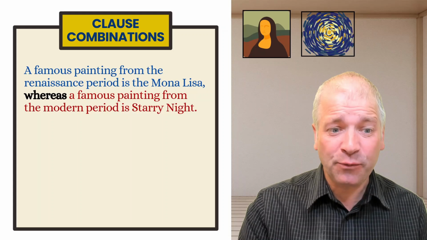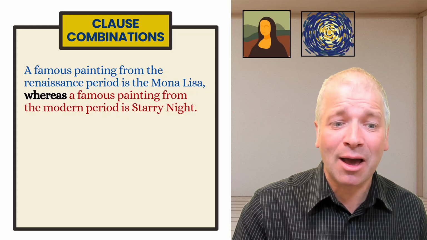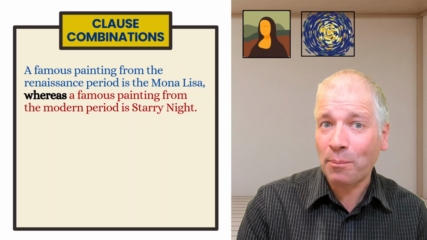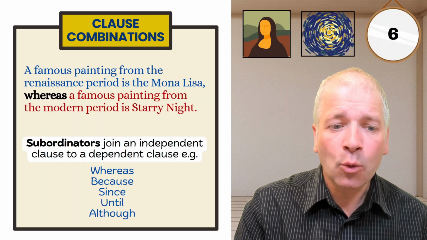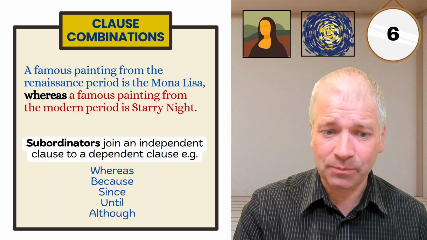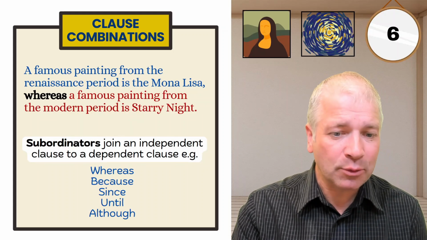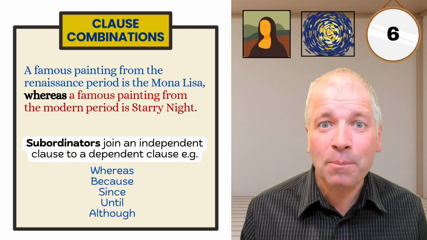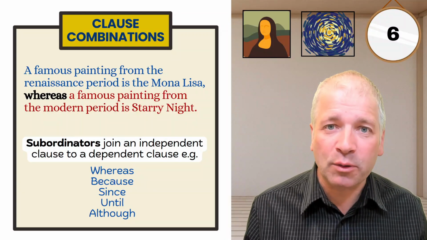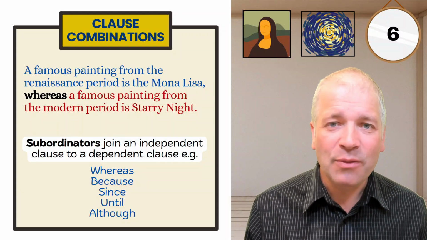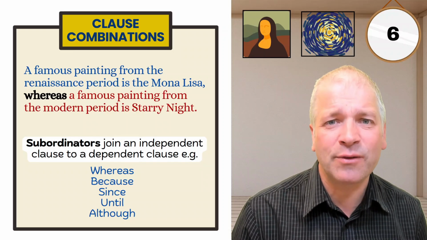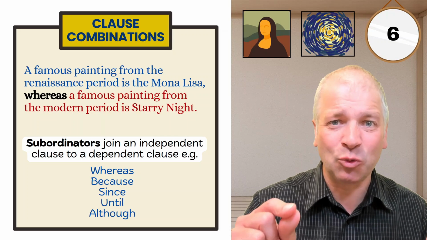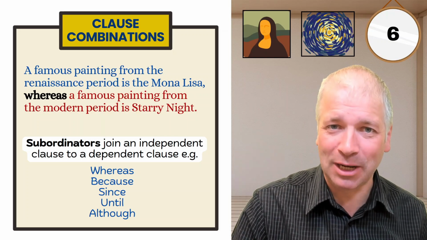A famous painting from the Renaissance period is the Mona Lisa, whereas a famous painting from the modern period is Starry Night. What have we done here? We've added a subordinator. And this joins an independent clause to a dependent clause. Examples are whereas, because, since, until, although. There are lots and lots of examples, and I have a video on this, 55 advanced linkers in English, which will help you. A link is in the description below.